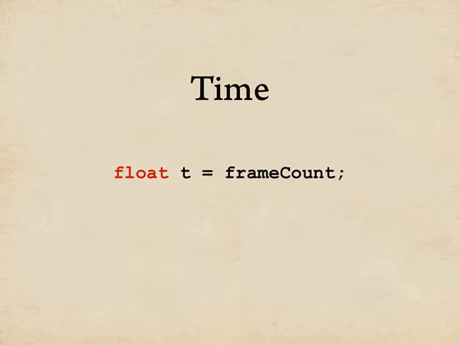I find the easiest way is to just make time the float. And now I can do whatever I want from now on with t, and I know I'm always going to get floating point results. So this is what I suggest to you to keep track of time. There are alternatives, but this is nice and easy.